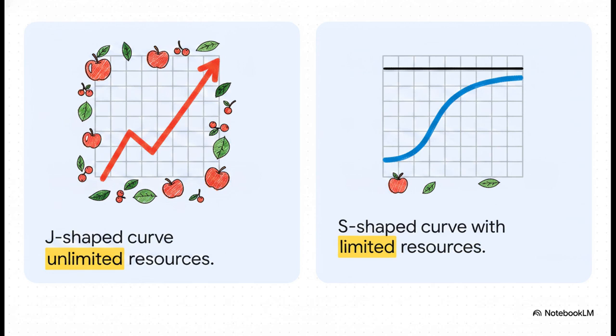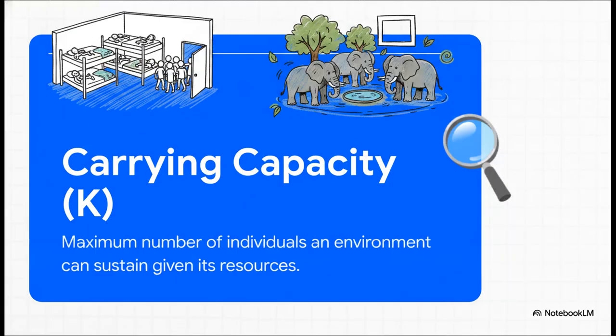In reality, resources are limited, and that brings us to logistic growth. This creates an S-shaped curve. The population grows slowly at first, accelerates a bit, but then it eventually slows down and totally levels off as resources start getting tight. This is the logical, realistic model of how populations actually behave. And the reason that S-shaped curve eventually levels off is because of a very hard biological limit called carrying capacity. In equations, we represent this with the letter K.